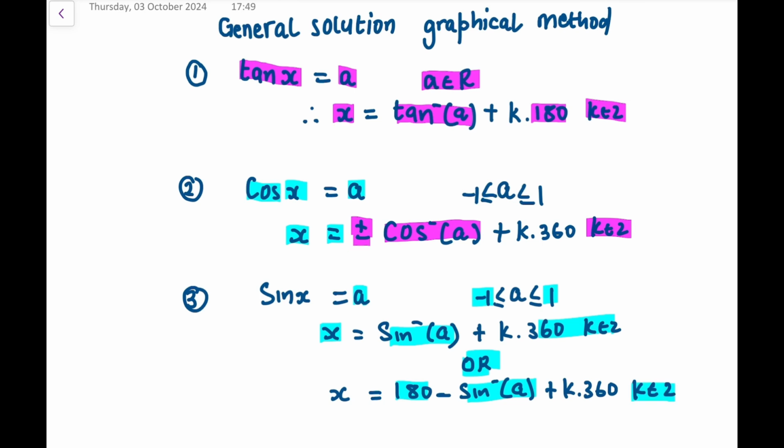Now, these are solutions using graphical method. So you need to know all of them. You need to know the solution for tangent. You need to know the solution for cosine, where you put plus or minus. You also need both solutions for sine. So let me take you through different examples.